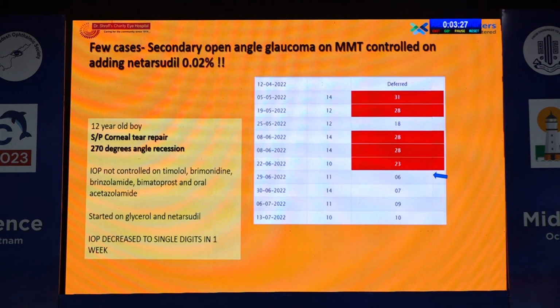And there are a few cases in our center where we found that secondary open-angle glaucoma patients who were on maximal medical therapy, whose pressure was not controlled, when we started them on Netarsudil 0.02%, the pressure actually came down to single digits. So this patient was a 12-year-old boy, status post corneal tear repair and 270-degree angle recession. We didn't want him to undergo a TRAB. We just tried Netarsudil. Pressure was not controlled on all the medical medications, including acetazolamide. So in 1 week when he came back for follow-up, IOP had actually decreased. We have decreased the other anti-glaucoma medications and continued him on Netarsudil, and pressure is controlled, and he has not needed any surgery till now.